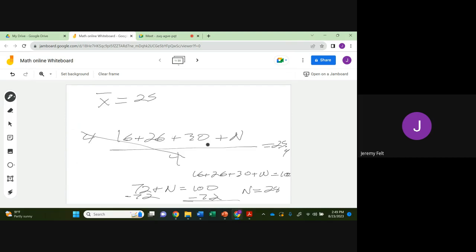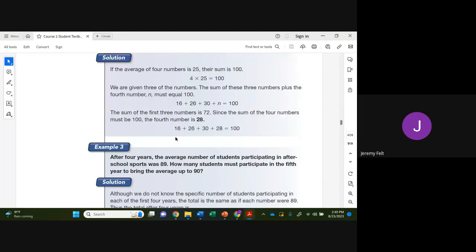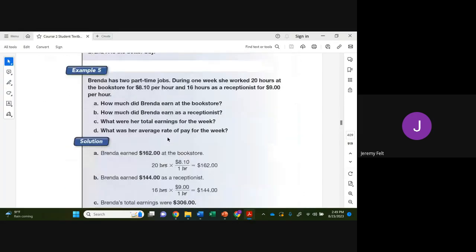So we know the 4 numbers have to total 100, because 100 divided by 4 is 25. We got that average from the word problem itself. So we add up the 3 numbers we're given and subtract from both sides. In this case, it was 72, subtracting 72 from both sides, and that gave us the number we were looking for. So just start filling in the information that you know, and then work backwards from there.